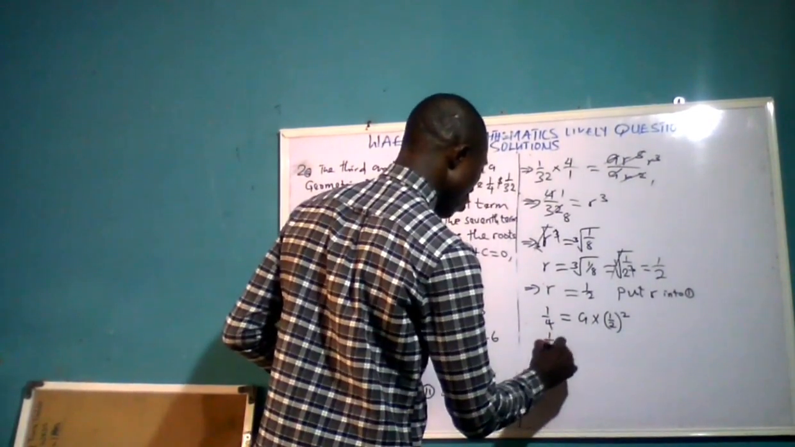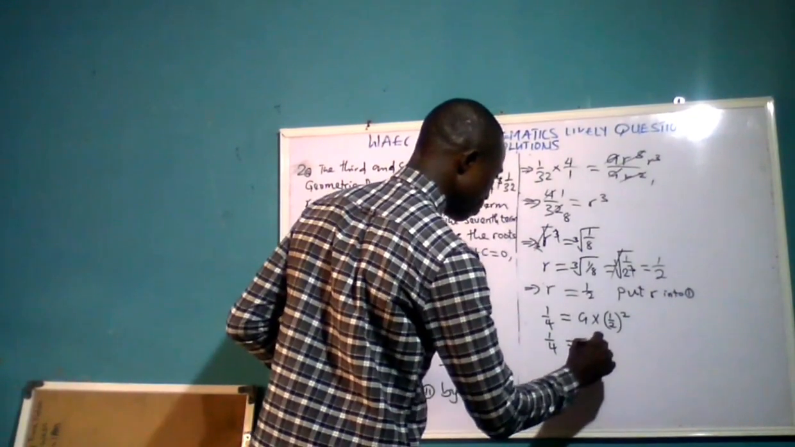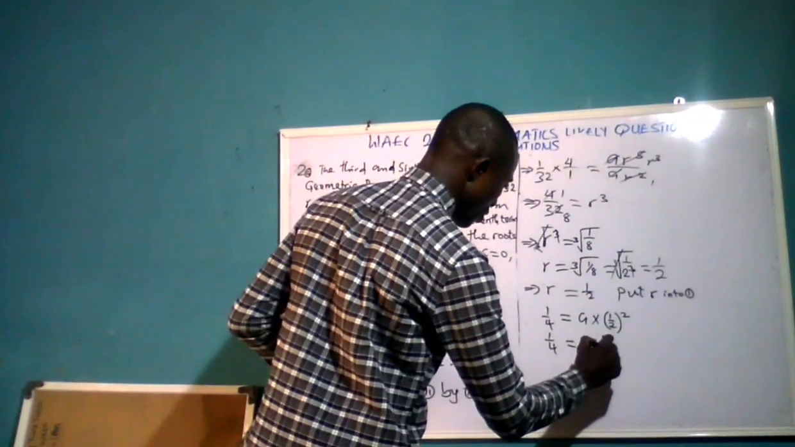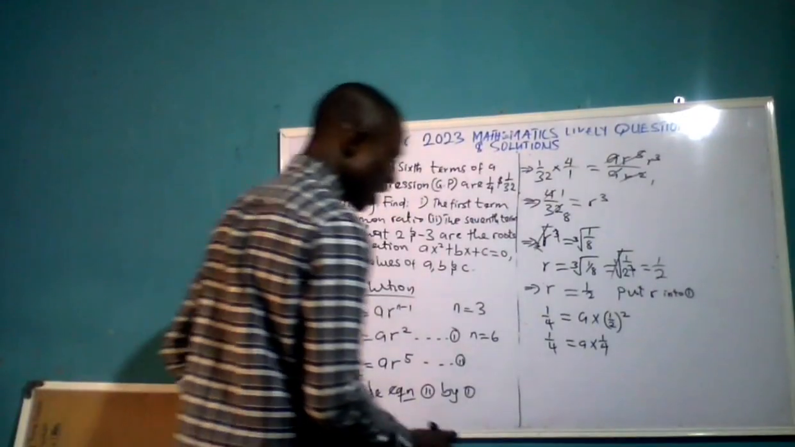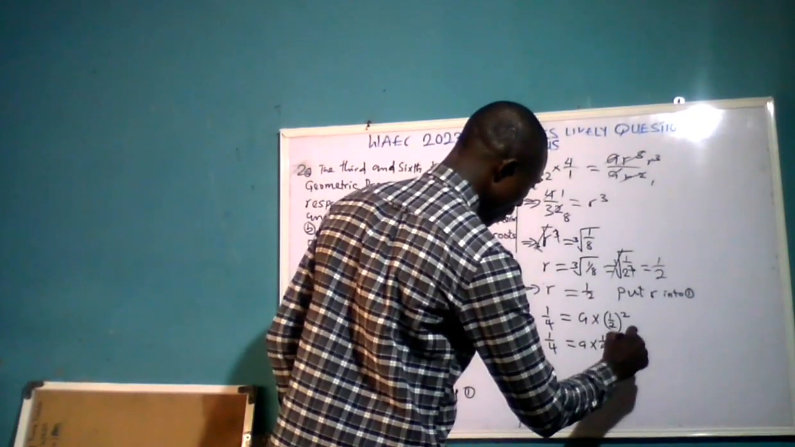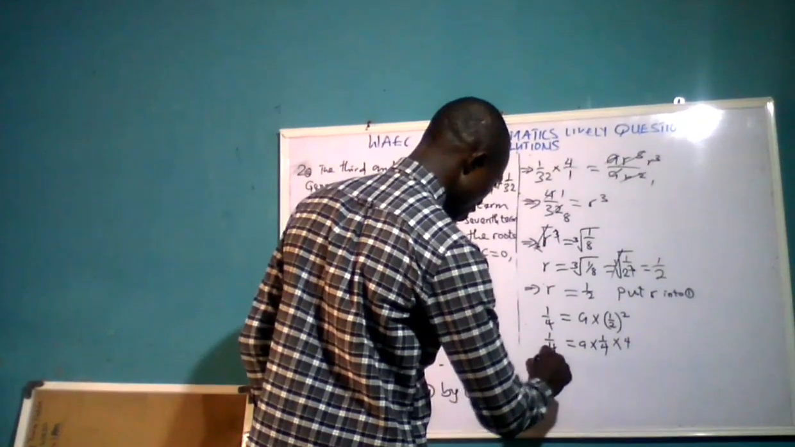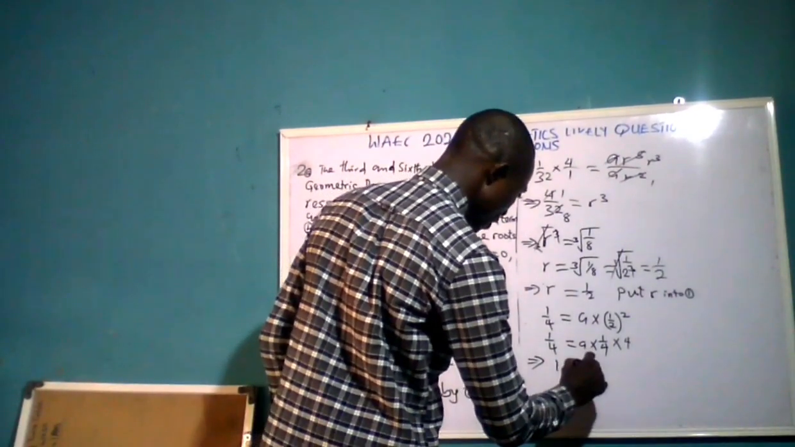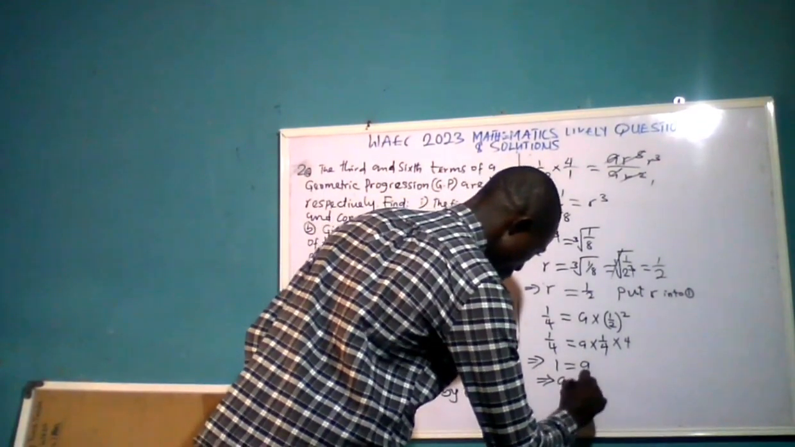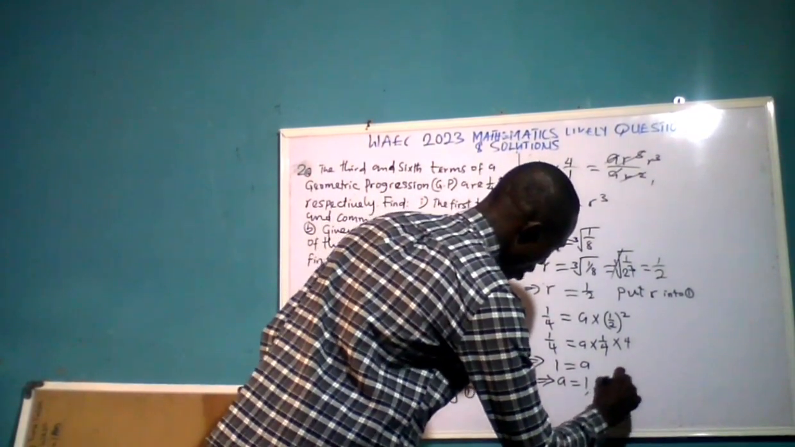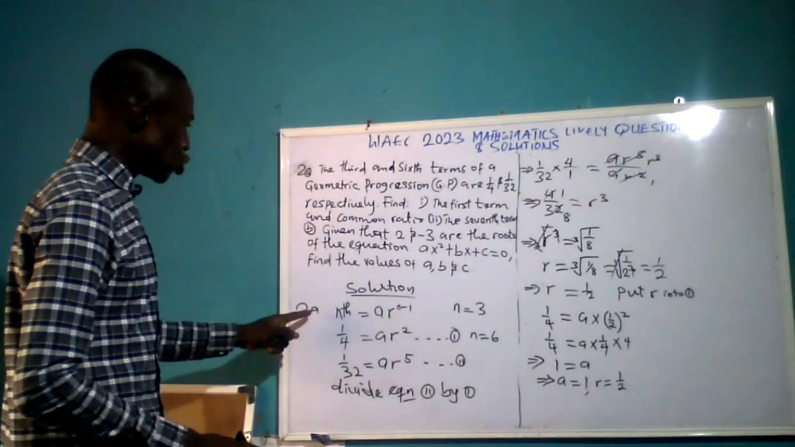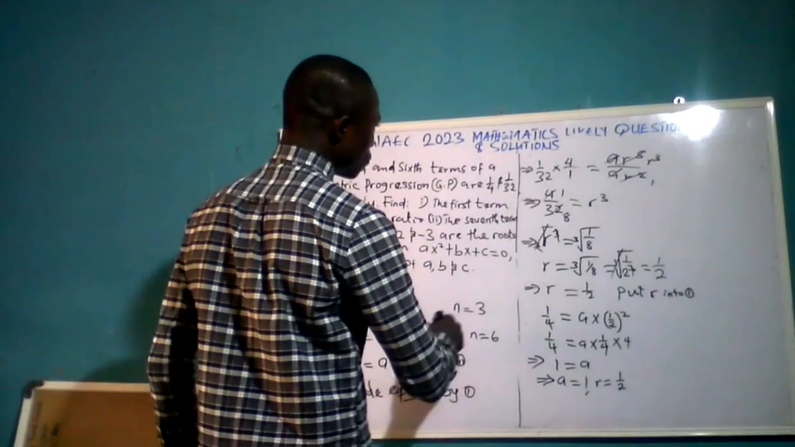So that will give you 1 all over 4 equal to a multiplied by 1 all over, of course, 1 raised to power 2 will be 1, and 2 raised to power 2 will be 4. Okay, so if you multiply the whole thing by 4, we will be having 1 equal to a, which implies that a equals 1 and r equal to 1 over 2. Okay? That's the answer to question number 2a Roman figure 1.